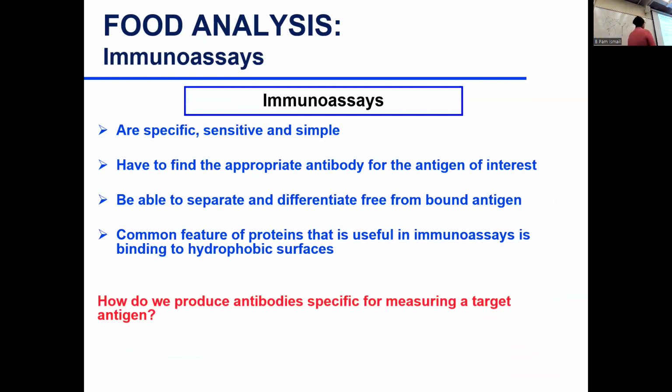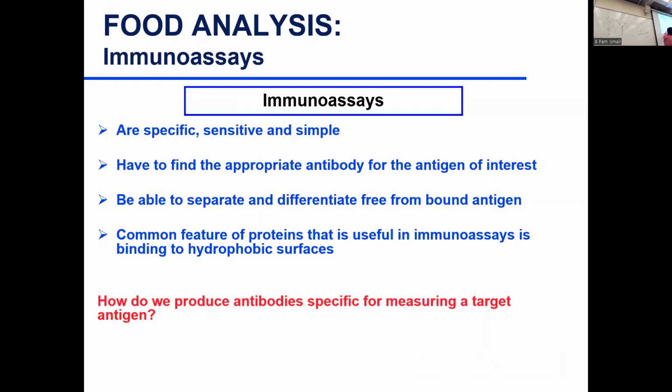So, characteristics of immunoassays. They're very specific, very specific to the type of antigen we want to test. So that's great. They have high sensitivity. That means we can detect differences at very small concentrations. And then very simple. There are standards. You can buy the reagents for immunoassays, and it's very simple to do.